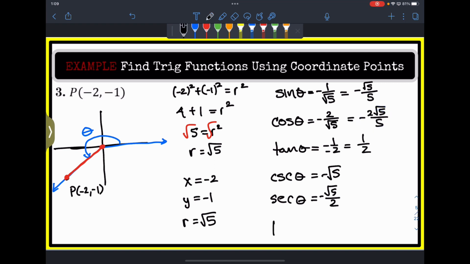And then finally, the reciprocal of tangent. So that's 2. The reciprocal of 1/2 is 2. And there you have your 6 trig functions.